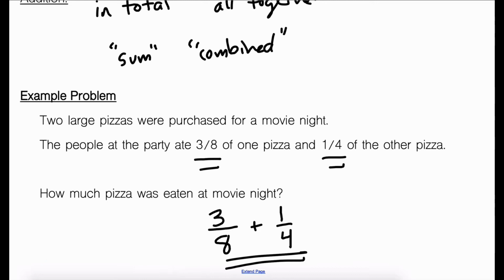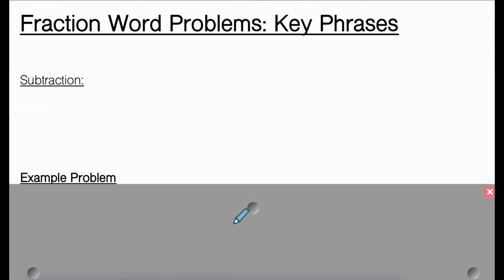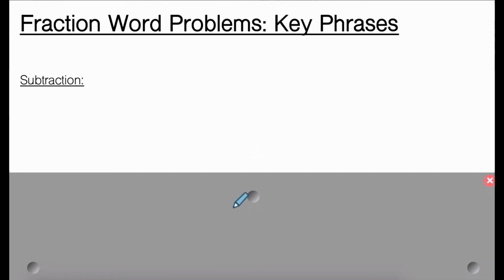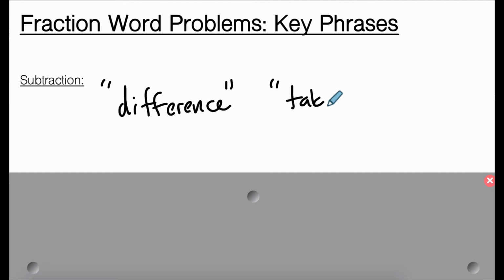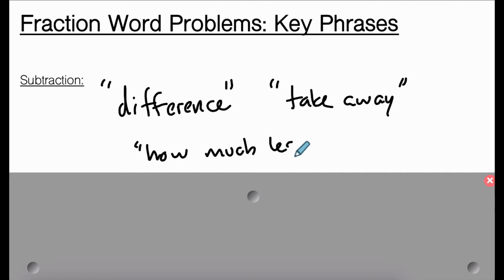In your subtraction word problems, that's the second type we're going to look at. For subtraction, a very, very popular word is the difference. So you're talking about two things. It says, what's the difference between these two things? That indicates subtraction. You might also have something that says like take away. Another popular one is how much less or how many less.